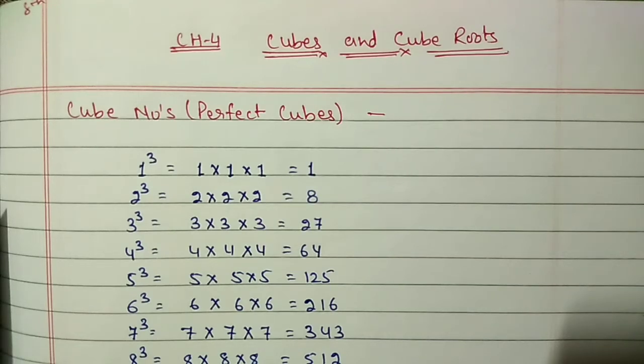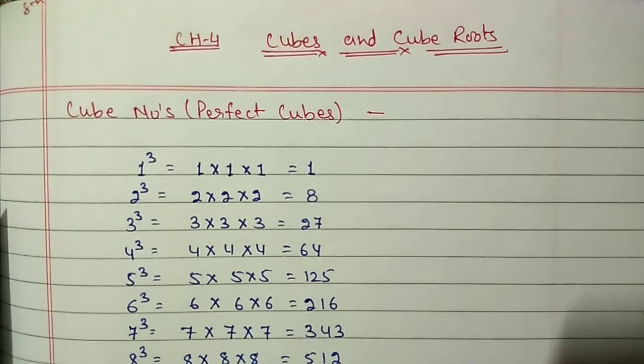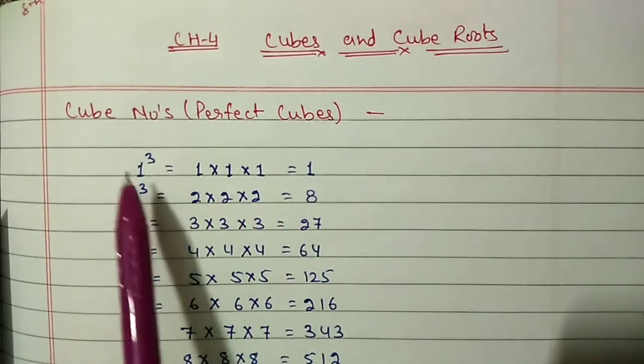Students, today we are starting chapter number 4, cubes and cube roots. In this chapter you will learn about the cube numbers and properties of this number. Then after that, how to find out the cube root for the given number. So first thing is, what are the cube numbers?